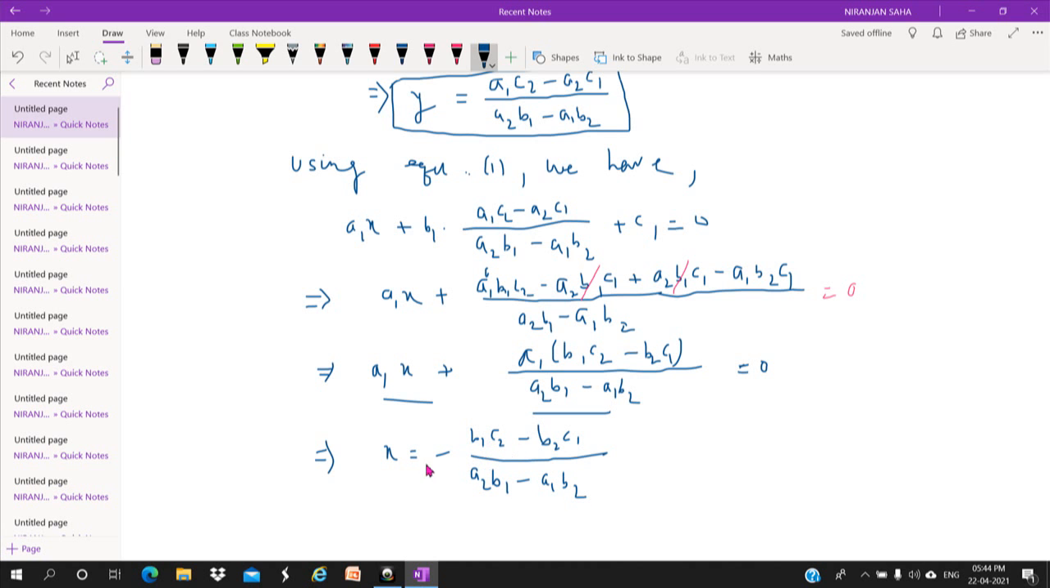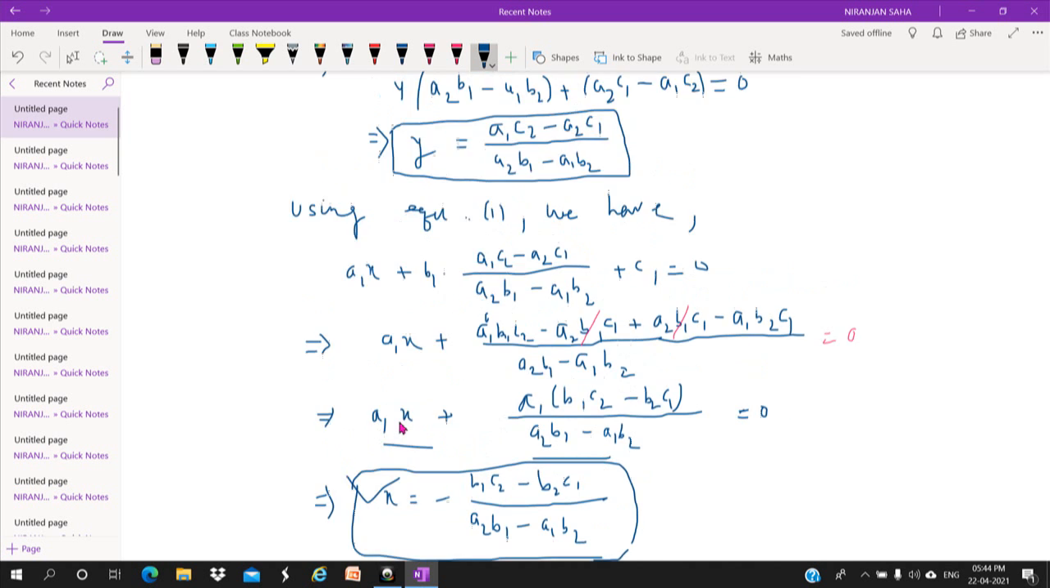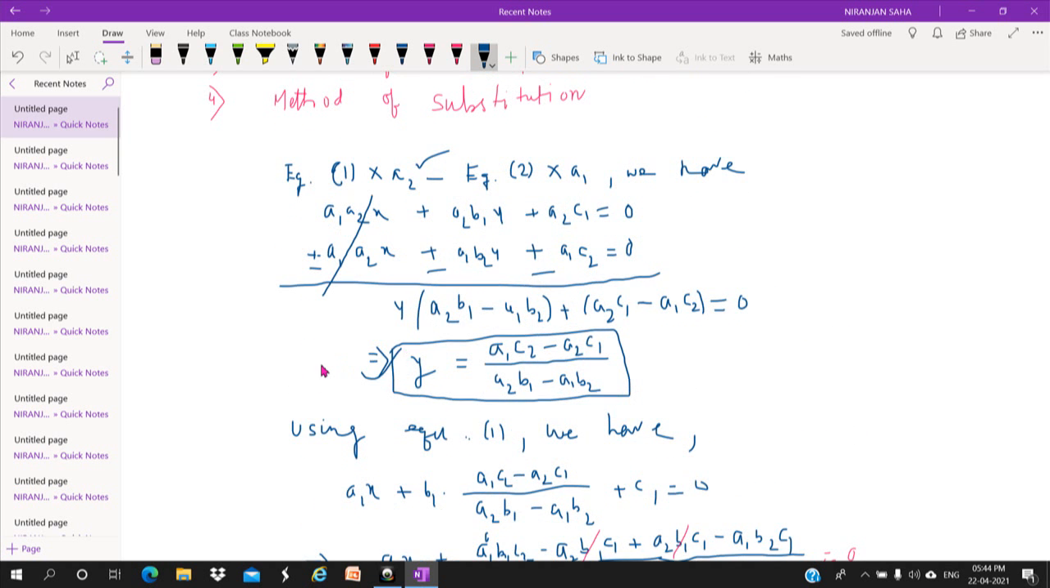You can rearrange to avoid the negative sign. You can replace the two terms, then we will get the value of x. So the method of substitution, we can solve through the method of elimination in this way. We can evaluate the value of x and the value of y.